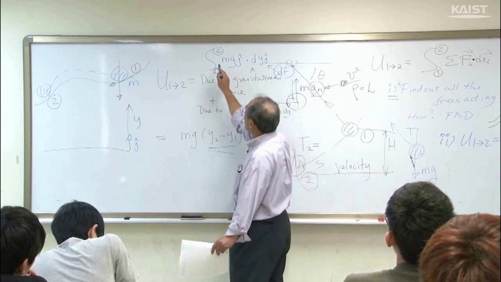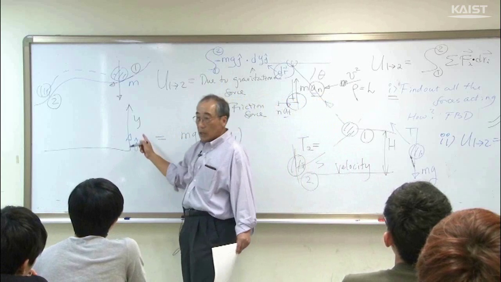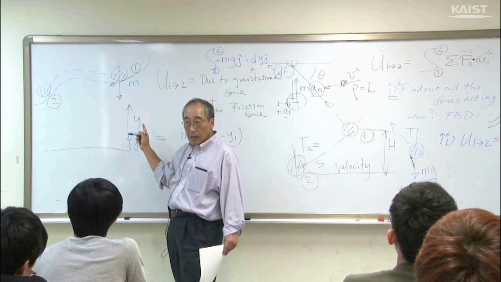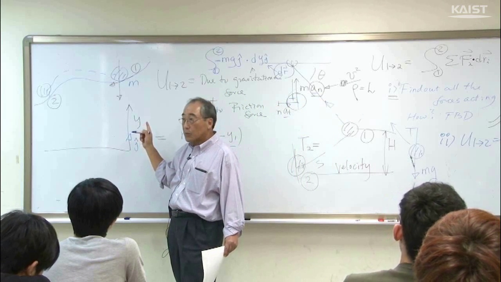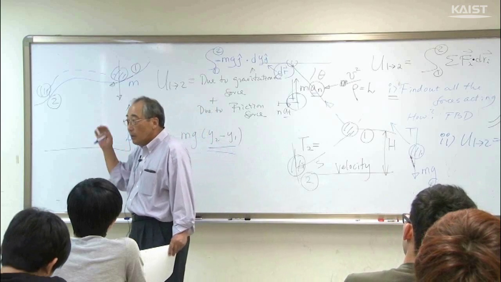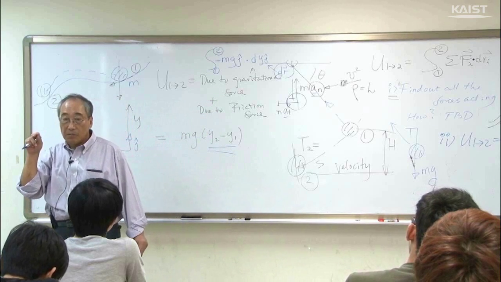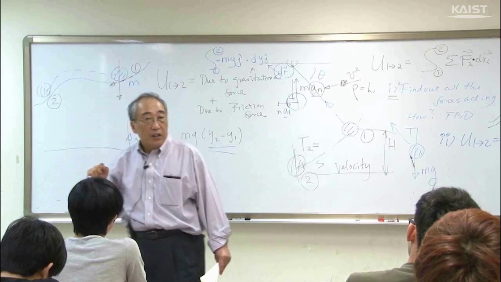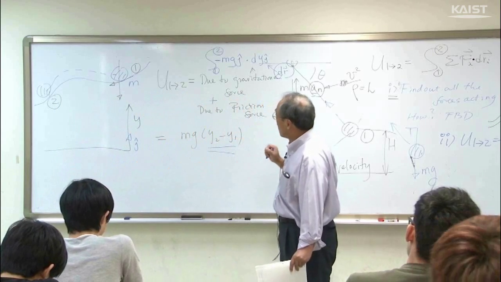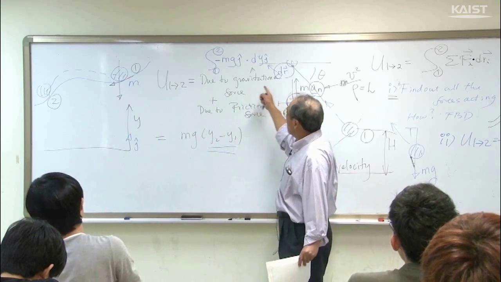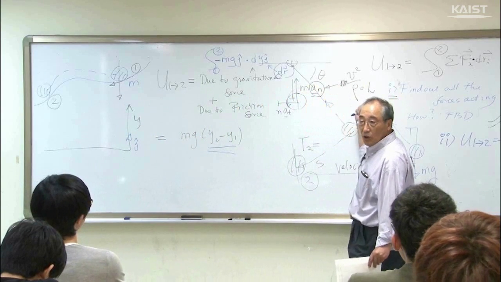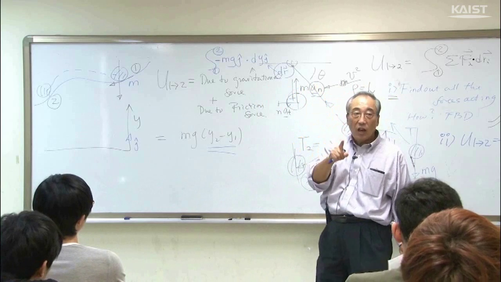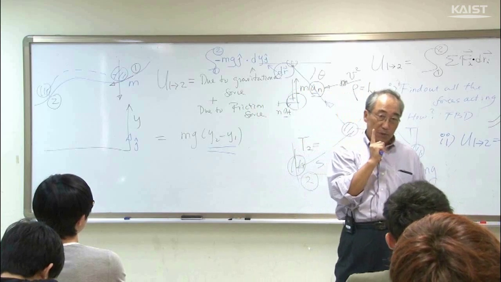Okay. Because I'm using the coordinate like this, the force has to be mg j, but has a negative sign because of the sign convention I use. Okay, this explicitly shows that if you follow the definition of work done using coordinates, you have to follow the sign convention of the coordinate.